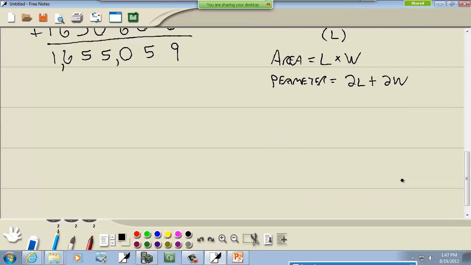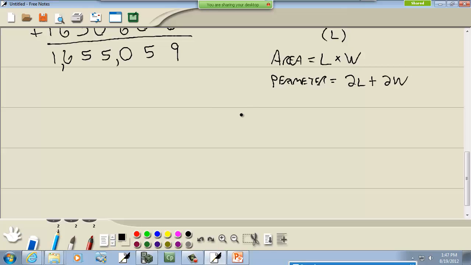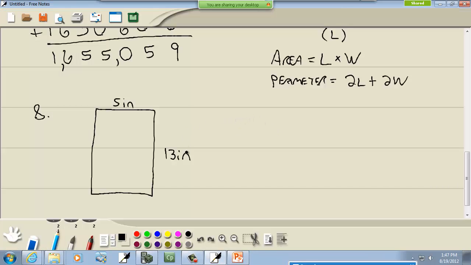So let's look at a problem dealing with this. Number 8. We've got 5 inches and 13 inches. The instructions say find the area and the perimeter of each rectangle. Well, this is going to be my L, that's my long side, and this is my width, that's my shorter side. So our area is going to equal length times width. So I have 13 inches times 5 inches.